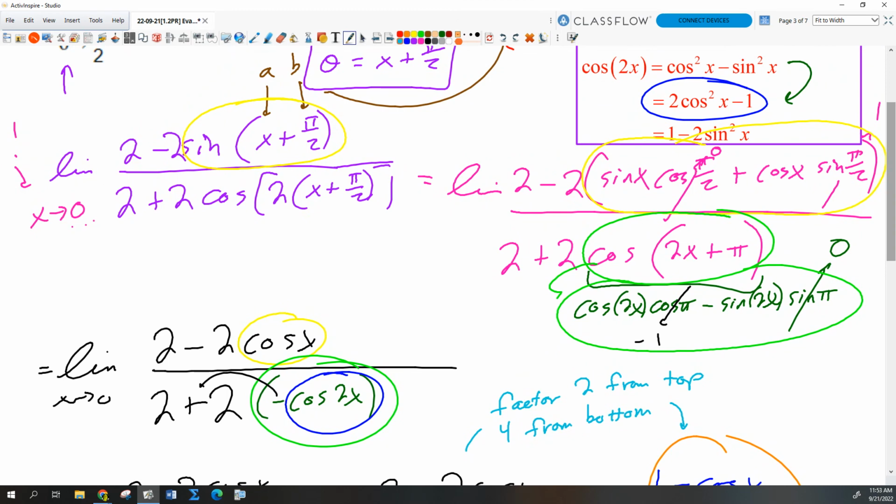Why is that the only thing left? Because cosine of pi halves is 0. So that one goes away. Sine of pi halves is 1. So I end up with 0 plus cosine x times 1, which is just cosine x. Okay? Makes sense?